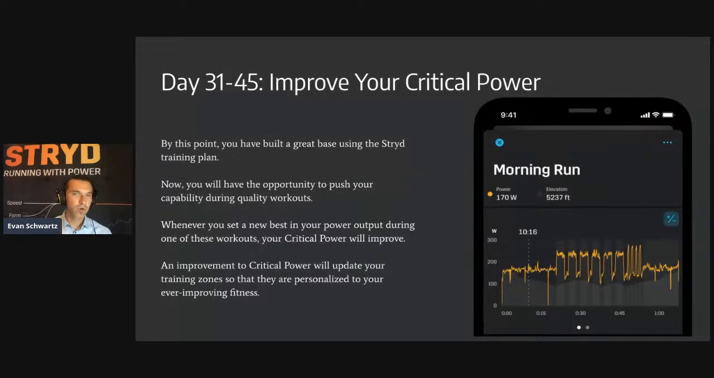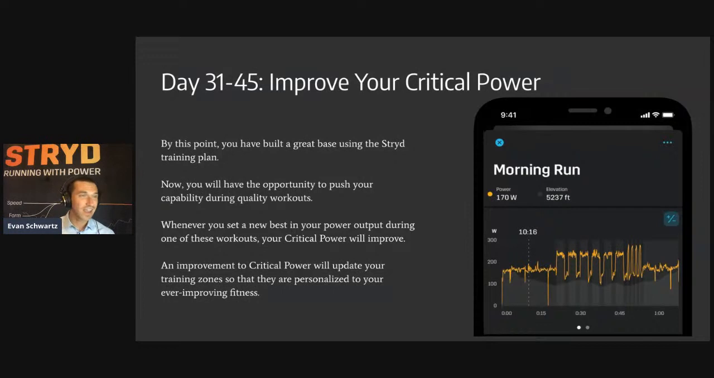Day 31 through 45. So after about a month of running with Stryd, you've given us a lot of information. We've given you a lot of information. Now what do? You improve your critical power, you keep training hard, and you keep proving to us that your fitness is improving. By this point, you've built a great base using the Stryd training plan. Now you have the opportunity to push your capability during quality workouts.